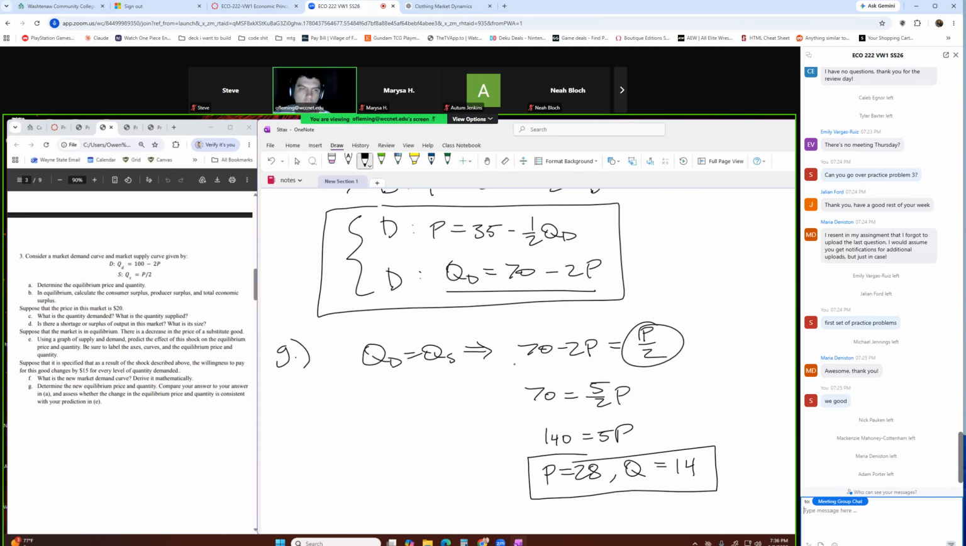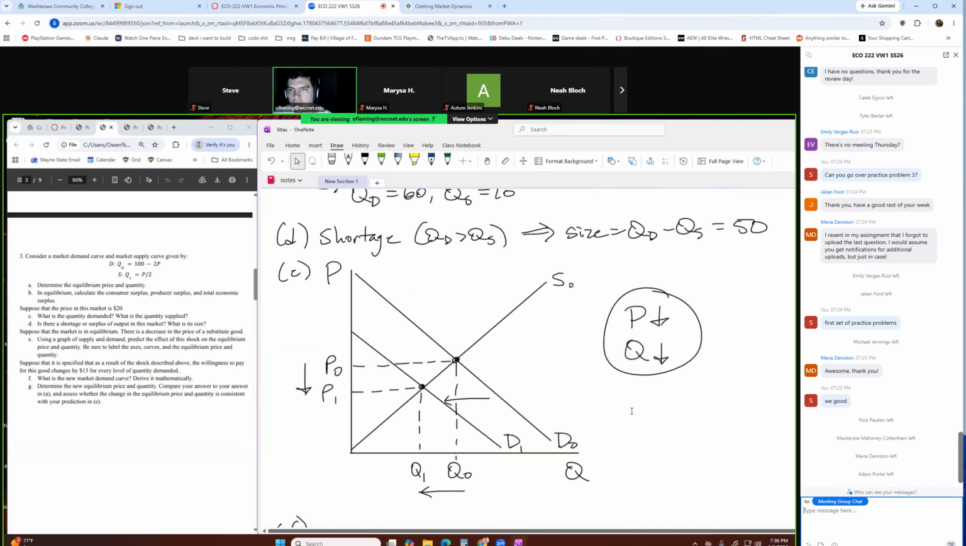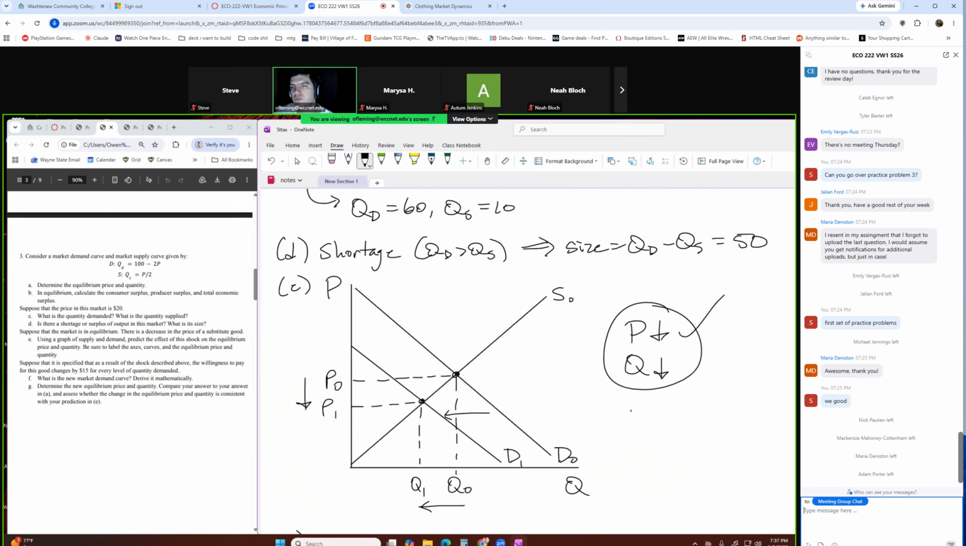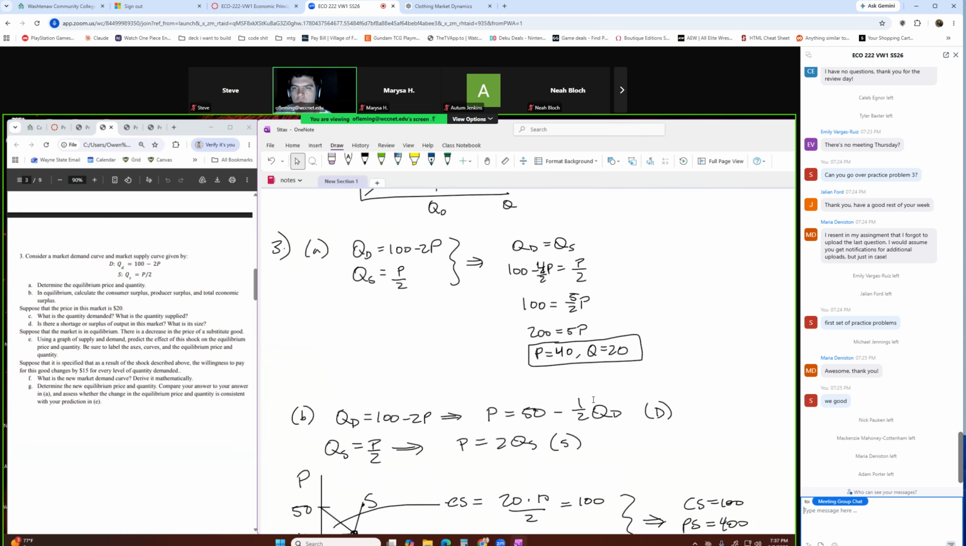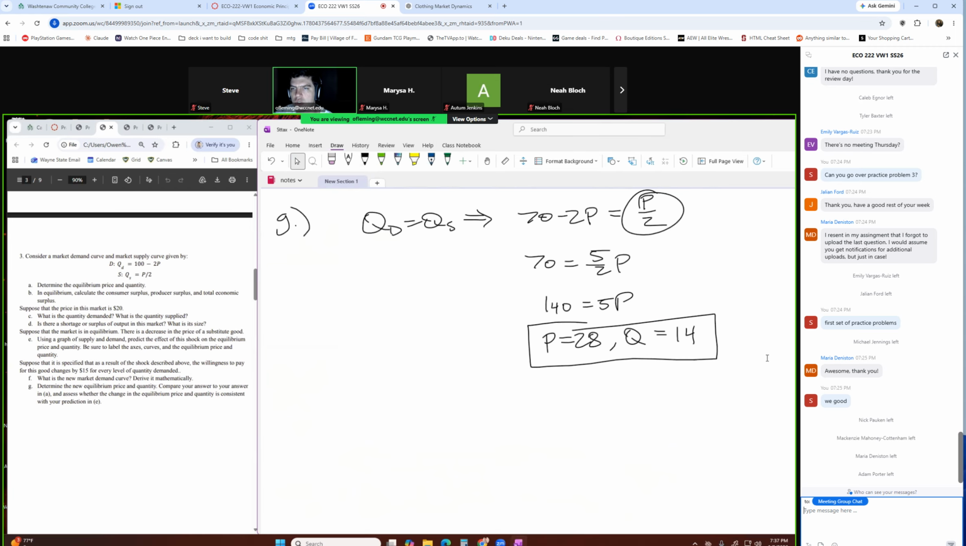Okay, now how do we know we did it right? Because our prediction here was that the price falls and quantity falls. Our original price was what? 40, and quantity 20. Our new price is 28, and quantity 14. So indeed, the price falls from 40 to 28. Okay, quantity falls from 20 to 14. So it is consistent.